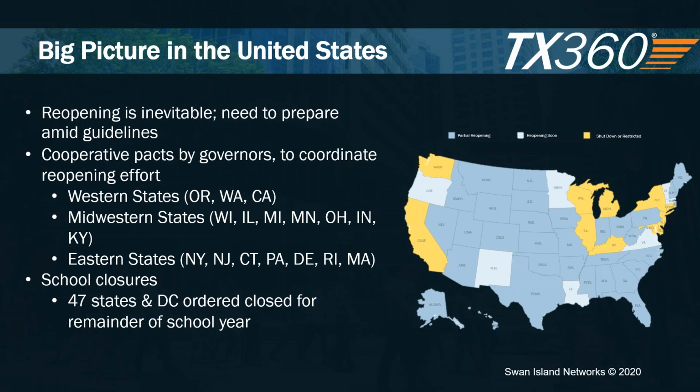With that being said, there are already 47 states, in addition to DC, who have made the decision not to reopen schools for the remainder of the academic year, despite steps to reopen the economies more broadly. And as we'll touch upon in the remainder of this webinar, this of course poses problems to businesses and to employees returning to work as their children are going to be staying home.